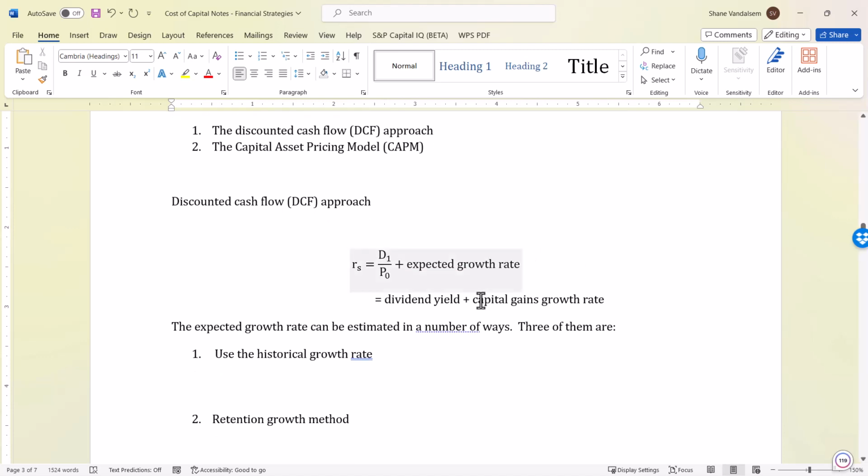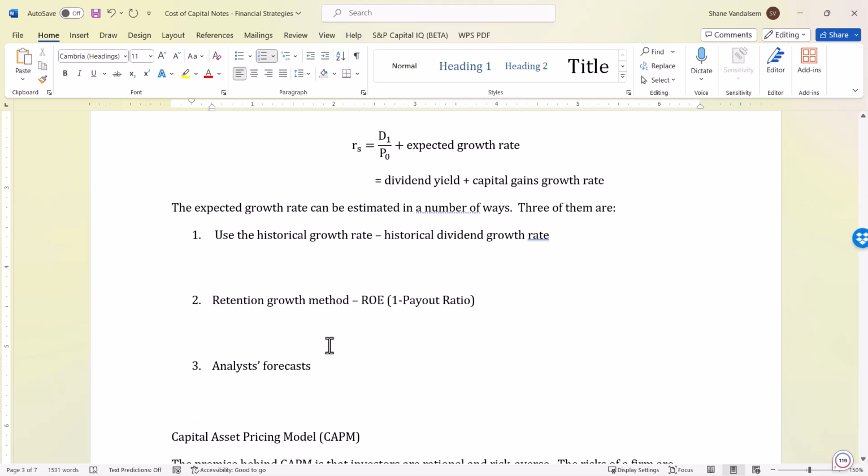We can estimate the capital gains growth rate in a couple of different ways. We can use a historical growth rate, and this is actually a historical dividend growth rate. Or we can use a retention growth model, which is calculated as the return on equity multiplied by 1 minus the payout ratio. And finally, we'll use analyst forecasts for growth.